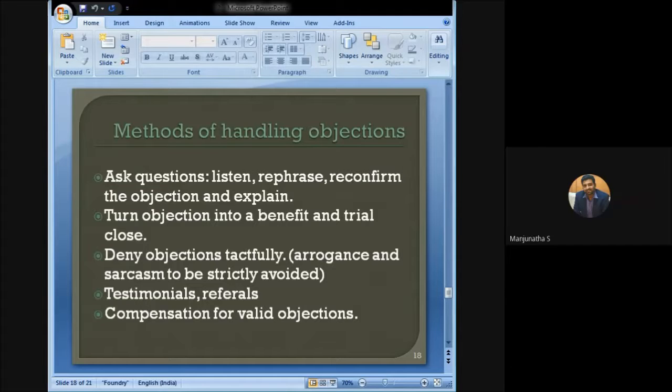The testimonials and references: sir, the customers who are already satisfied, they only referred you, sir. If we were having a problem, how could they refer us like that? You can use those words in front of customers, so that they will get confidence in you. Then compensation for the valid objections. Any valid objection? Sir, yes, sir, we are having a problem. Just promptly accept the problem. If something is a valid objection, accept it and try to give compensation to the person who objected.